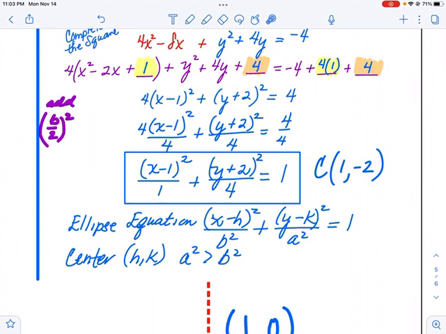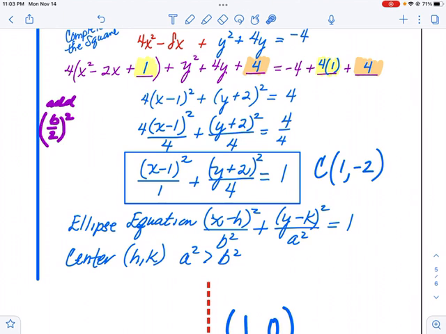On the next line, you can see where we have 4 times x minus 1, the quantity squared, and then y plus 2, the quantity squared, is equal to 4, because the negative 4 and 4 cancel. To put it in the form that we want, we generally want this right-hand side to be 1. The ellipse equation down here is x minus h quantity squared over b squared plus y minus k quantity squared over a squared is equal to 1.